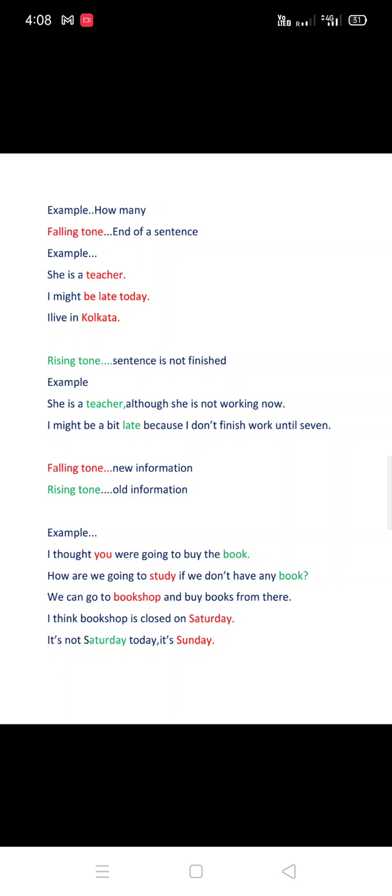In the fifth sentence, again, as Saturday is already mentioned, so in the last sentence, or fifth sentence, Saturday is old because it is already mentioned. So that's why in the last sentence we are using rising tone. It's not Saturday. It's not Saturday today. It's Sunday. Our tone is rising. Like so, I think the bookshop is closed on Saturday. We are using falling tone. It's not Saturday. We are using rising tone. It's not Saturday today. It's Sunday. We are using falling tone in Sunday.